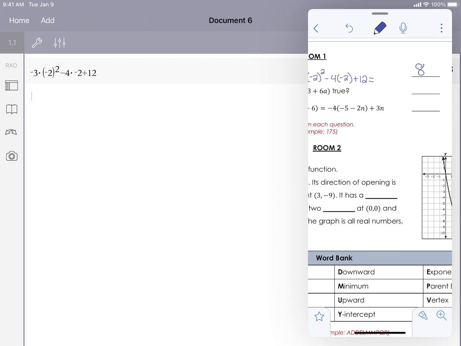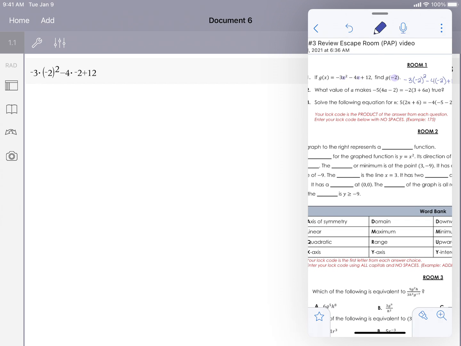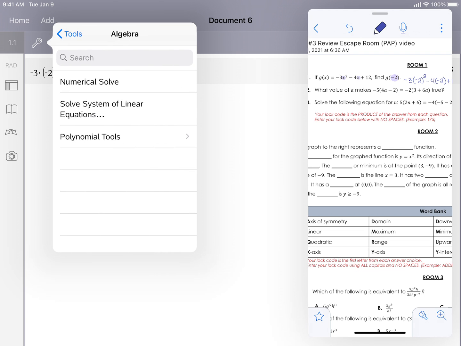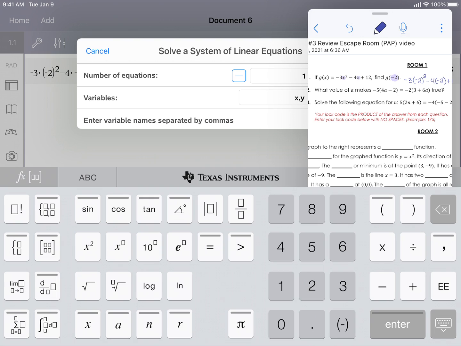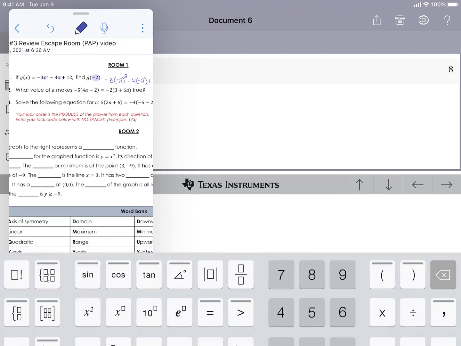Looking at the next question, it says, what values of a make negative 5 times 4a minus 2 equal to negative 2 times 3 plus 6a true? We're going to stay in the calculator. We're going to go to menu, number 3, which is algebra, and number 2, which is solve systems of linear equations. I'm going to change the number of equations from 2 to the number 1. Since I'm using a's here, I'm going to change my variable from x to a. Then I'm just going to hit OK or enter.